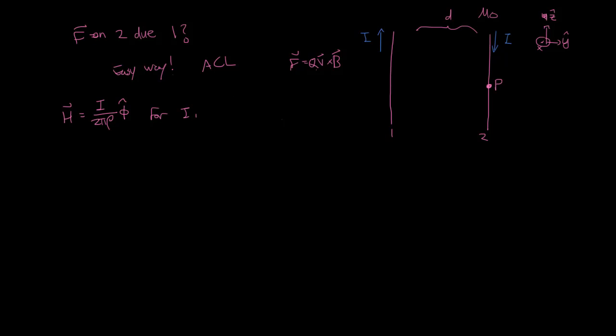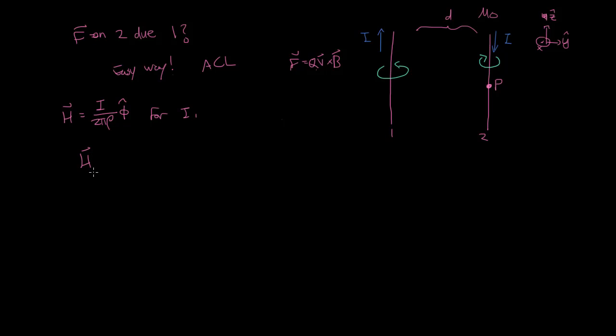So remember, if you use the right-hand rule, this current is going to result in a magnetic field that's going this direction. And then this current is going to give a magnetic field that goes in that direction. Again, use your right hand, point your thumb in the direction of the current and see what direction your fingers curl. And so using that, we can determine what the field is.